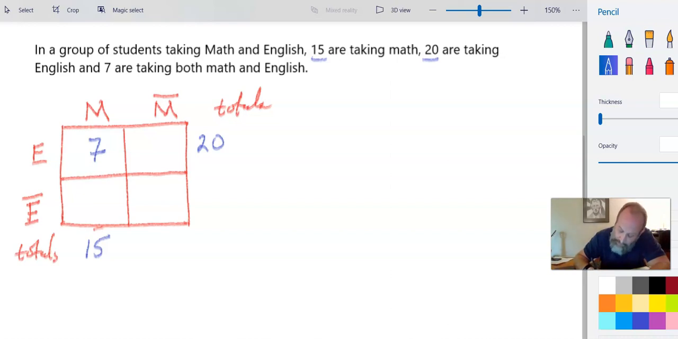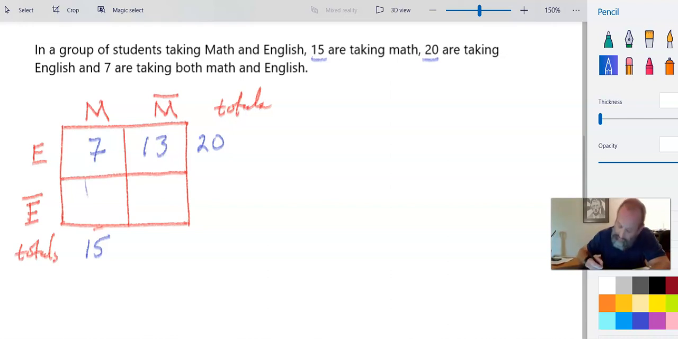And let's see here. So if there's 20 in total and 7 of them are taking both, the number who are taking English but not both has to be 13. Right? That's the only way it's going to add up to 20. And then in this column, same thing. Everyone in this column is taking math. 7 of them are taking English and math.